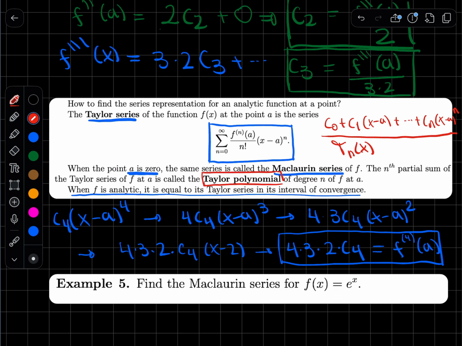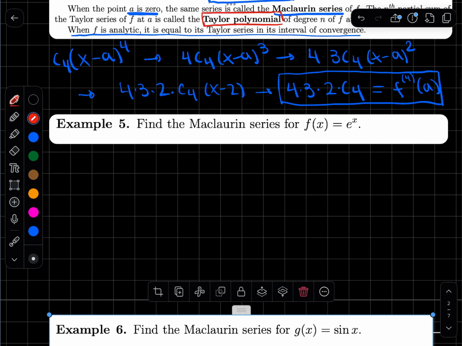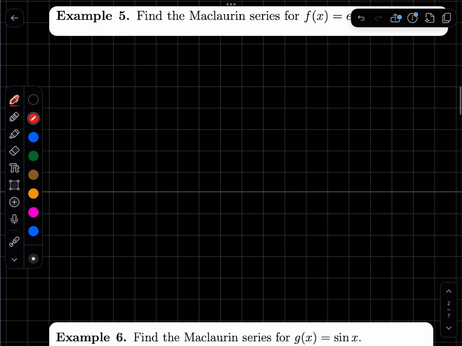All right, let's see an example of this. I hope the idea was clear. How do I find the Maclaurin series for e to the power x here? Let me scroll this down just a bit so I have a little more space.